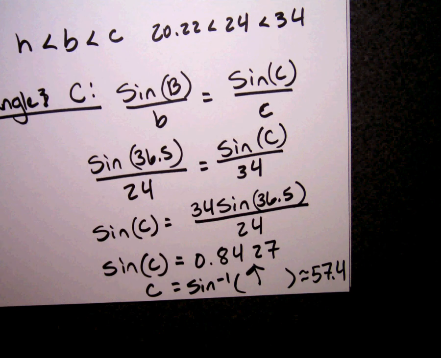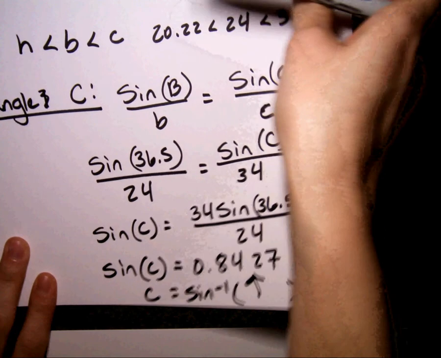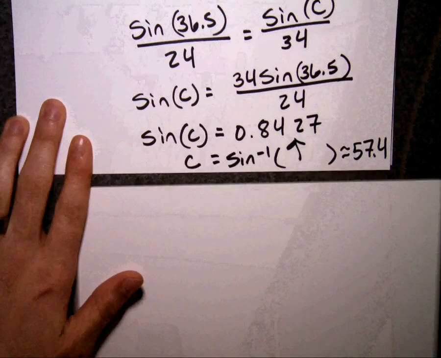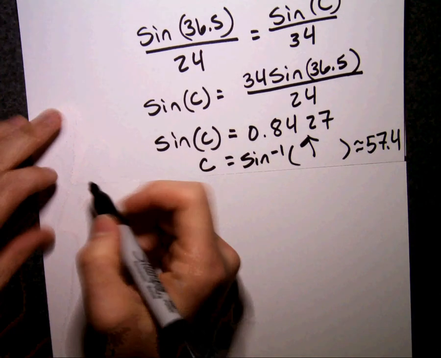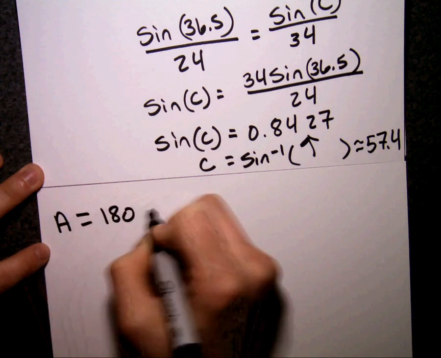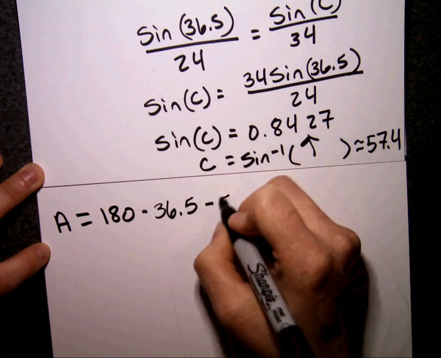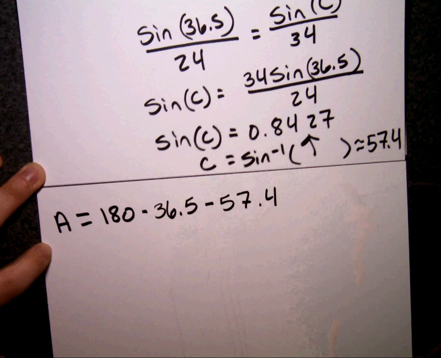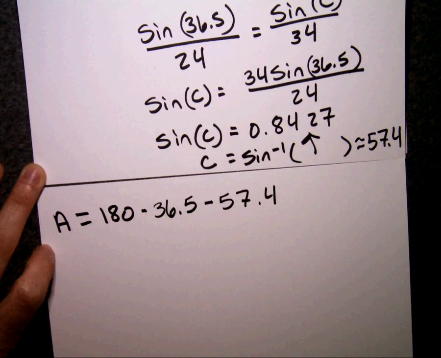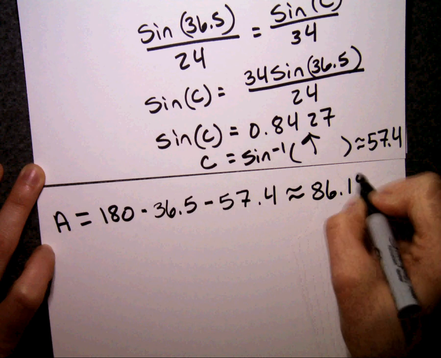So now I have angle C, I have angle B. I can figure out what angle A is just by subtracting B and C from 180, and then we can find side A. So angle A is going to be 180 minus the given angle, which is 36.5, minus 57.4. So we have 180 minus 36.5 minus 57.4. And we get angle A is approximately 86.1 degrees.